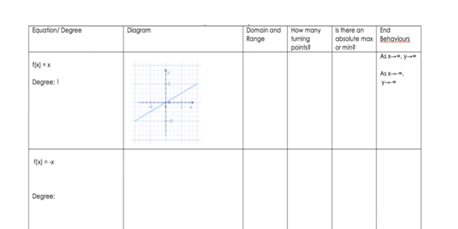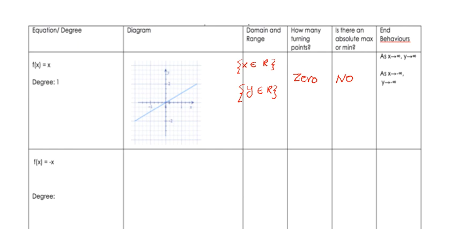Function. That linear function. How many turning points do we have? 0. Is there an absolute max or min? No. And then the end behavior: as x approaches infinity, y is approaching infinity, and as x approaches negative infinity, y approaches negative infinity.